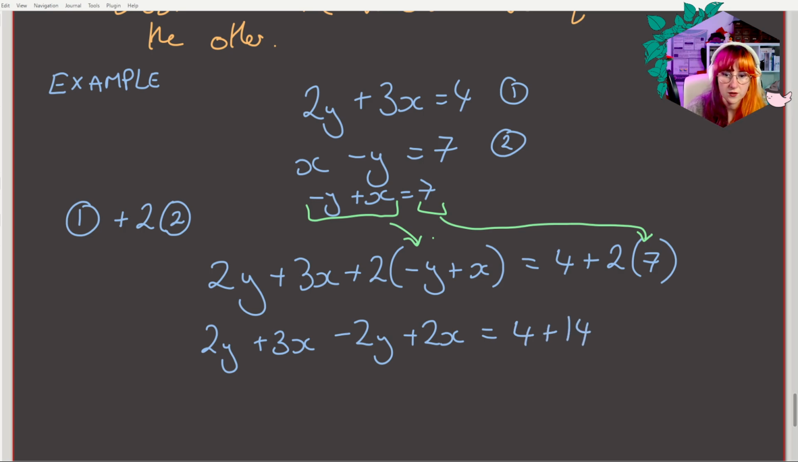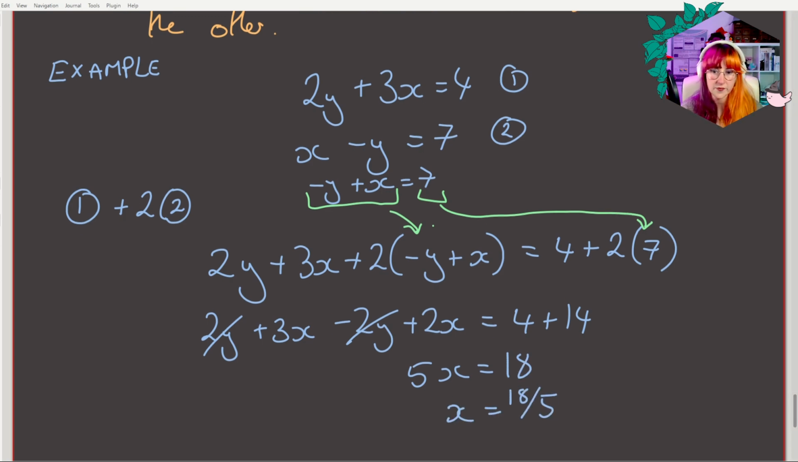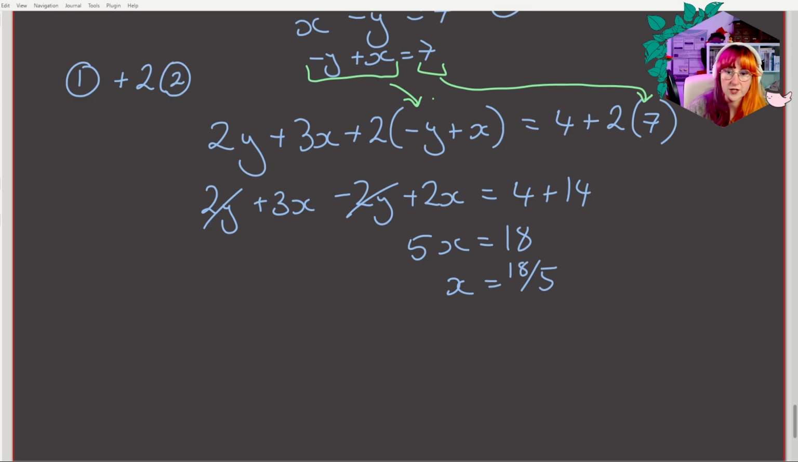Okay, solving this then, we get 2y plus 3x plus 2y minus 2x is 4 plus 14. So we get these cancel out, which is what we wanted. So we have 5x is 18. So x is 18 over 5. And then we substitute this value in.